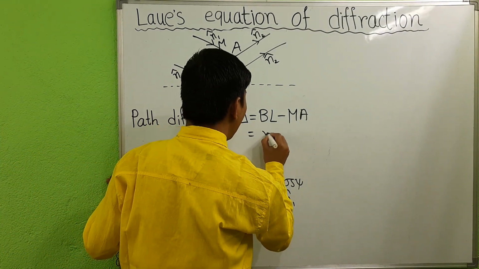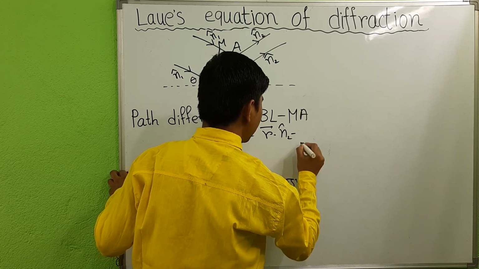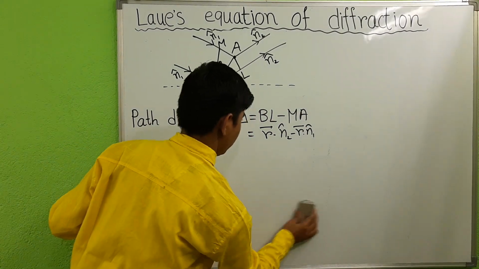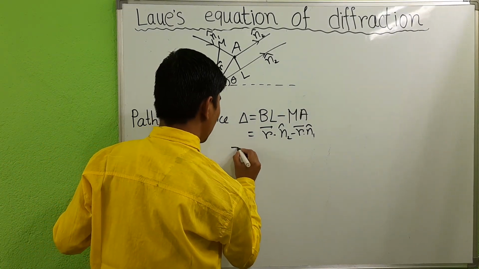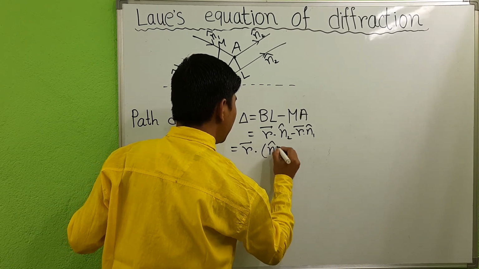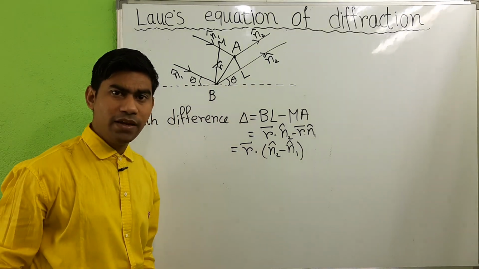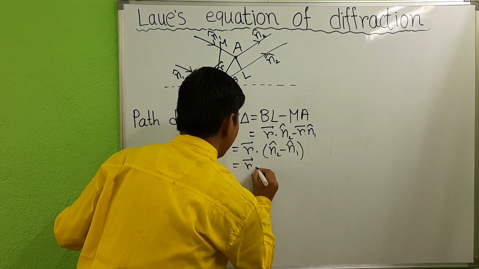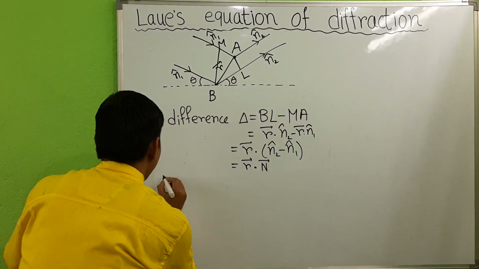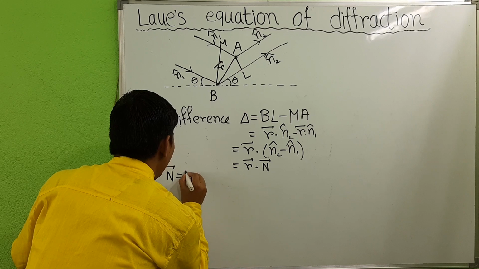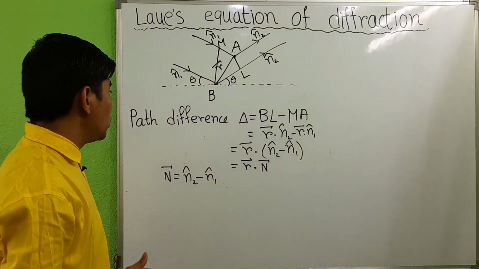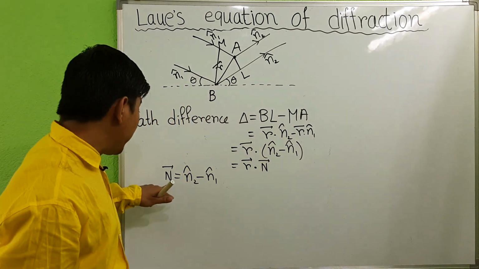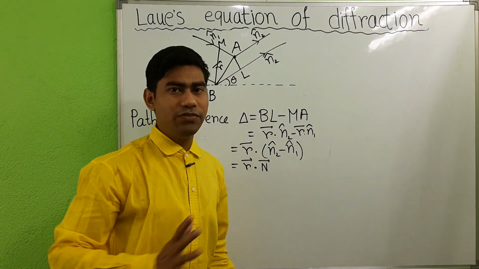Now BL is R dot n2 cap minus MA is R dot n1 cap. So this equals R dot (n2 cap minus n1 cap). Now let n2 cap minus n1 cap equal capital N vector. So this is R vector dot capital N vector, where N vector equals n2 cap minus n1 cap. So this is the path difference between these two rays.